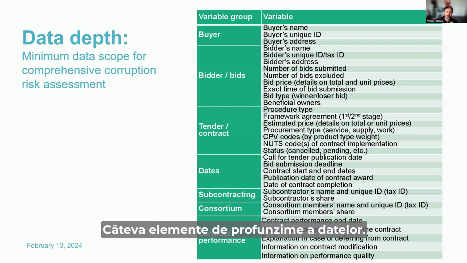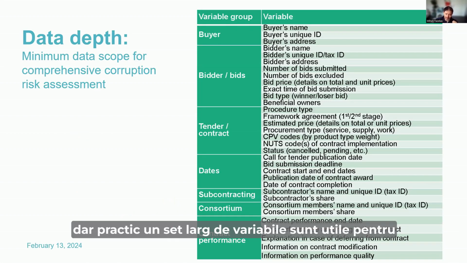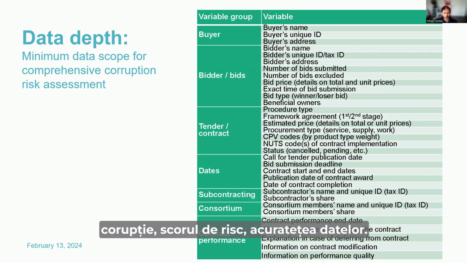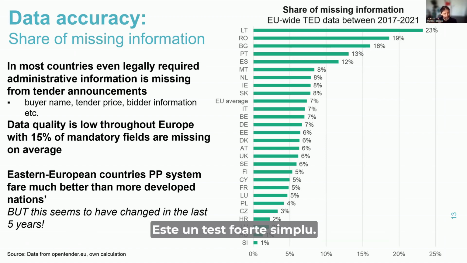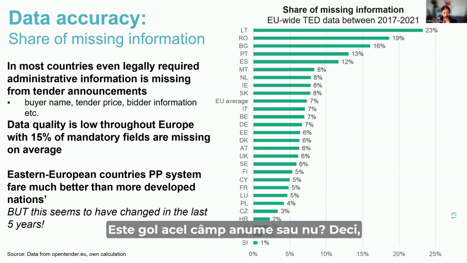Okay, a couple of elements of data depth. We will get back to this, so I will not go into much detail, but basically a wide set of variables are useful for corruption risk scoring. Data accuracy, one aspect of data accuracy is missing information. So what percentage of mandatory fields, so legally required information to be published, so what percentage of this information is not there? Okay, it's a very simple test. Is it empty, that particular field, or not?